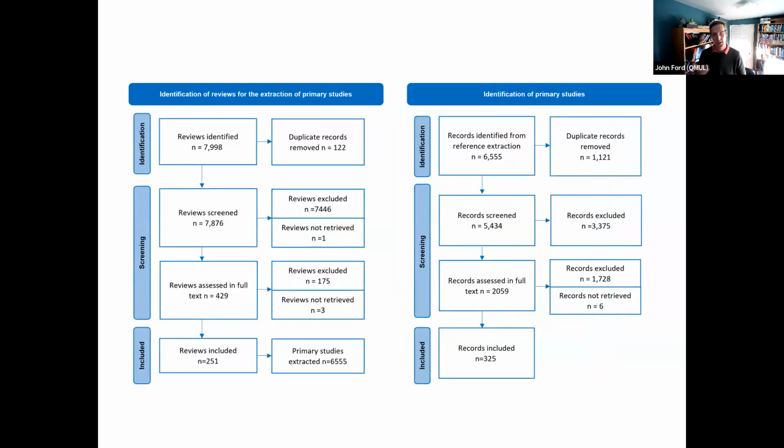We then went through the process, as anyone would who's doing a literature review, of doing a search across Medline, Embase, Web of Science, etc. So we did a big search. We found lots of systematic reviews. We then opened up the systematic reviews, screened all the primary studies within them, and eventually came up with 325 papers. So we went through a fairly standard PRISMA process of identifying studies.